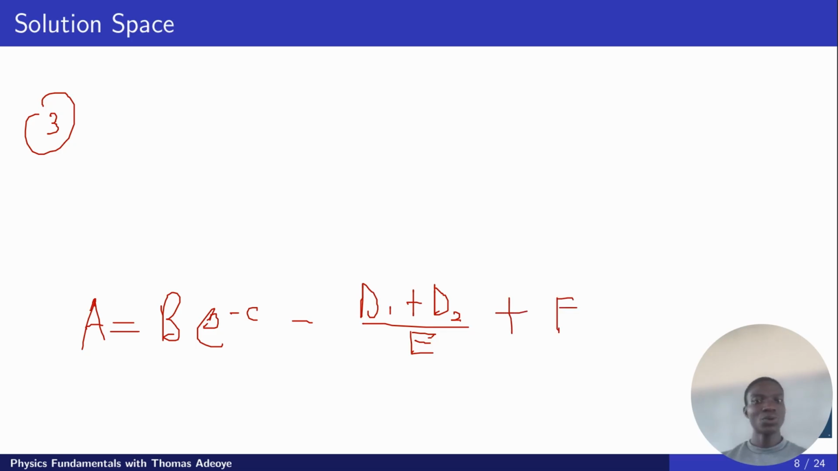So D1 and D2, you can see that we say D1 plus D2. Since we can add them together, then they have the same dimension. D1 plus D2 have the same dimension. Okay. So this is true. The last thing here is D1 plus D2 over E, that is this term, must have the same dimension as this. So this and this must have the same dimension.